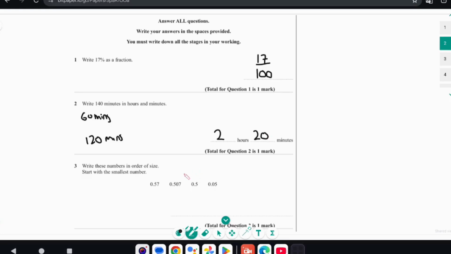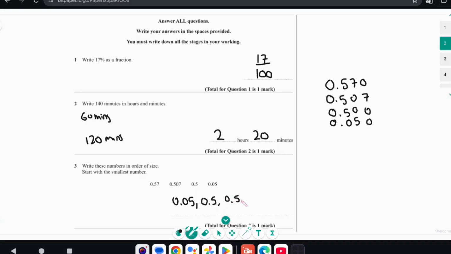Write these numbers in order from smallest to largest. And I'll line them up here. Okay, there's a space, I'm just going to put a 0. So as you can see, 0.05 is the smallest. And then 0.5, 0.507, and then 0.57.